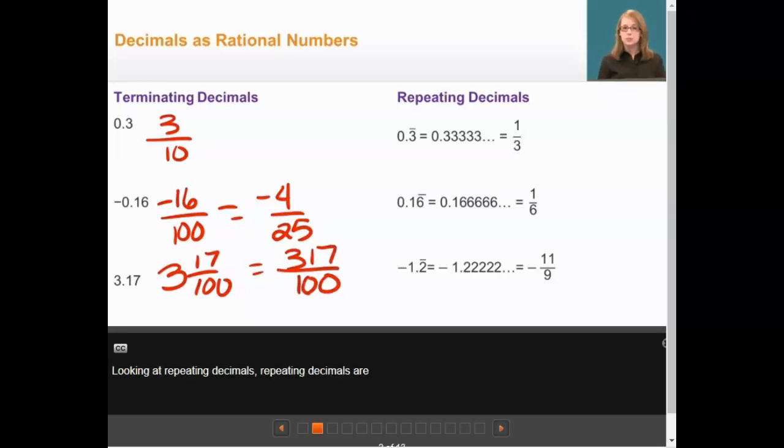Repeating decimals are decimals that repeat in some sort of pattern. They go on and on forever. 0.3 repeating is an example of a repeating decimal. This can be written as a fraction as 1 over 3. 0.16 repeating can be written as the fraction 1/6. And negative 1.2 repeating can be written as the fraction negative 11/9. If a decimal does not terminate or repeat, it is not a rational number.